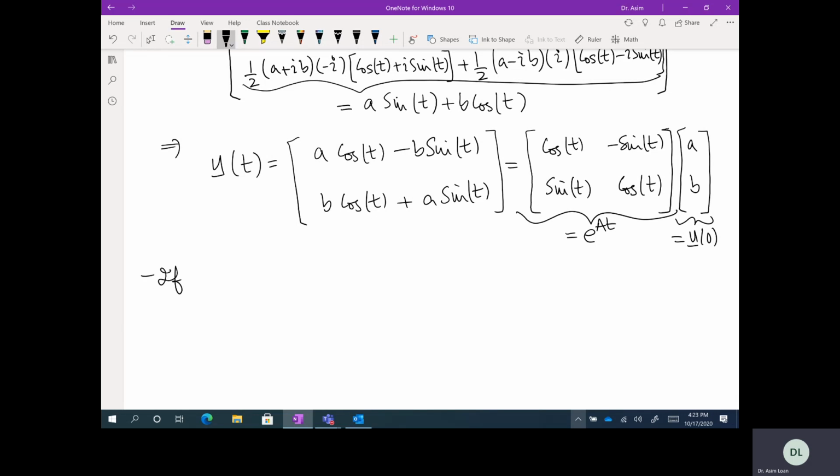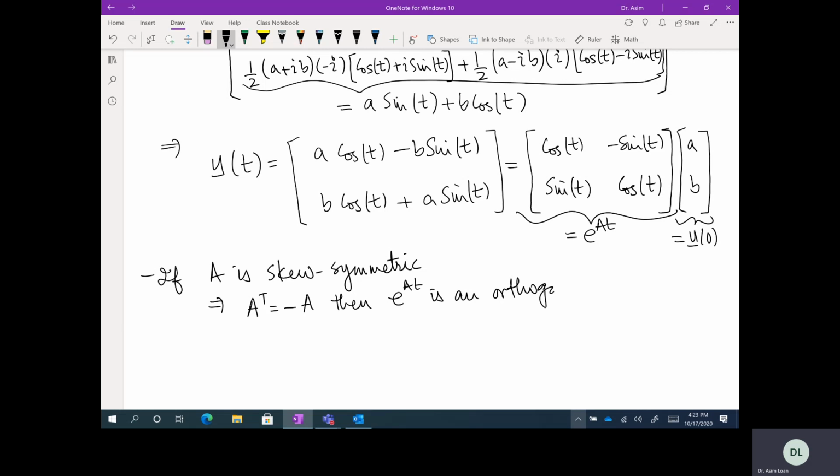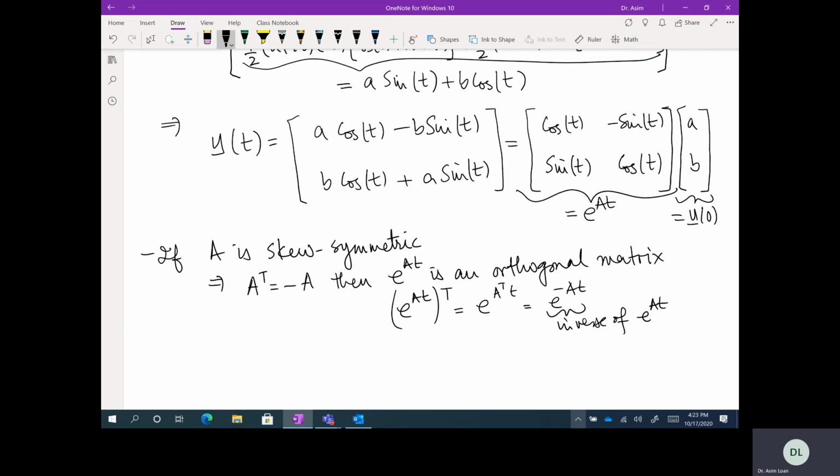So if A is skew symmetric, this implies A transpose equals minus A, then e to the At is an orthogonal matrix. It is an orthogonal matrix which has orthonormal columns, because when you take the transpose, this is e to the A transpose T, which is equal to e to the minus At, and this is the inverse of e to the At also.